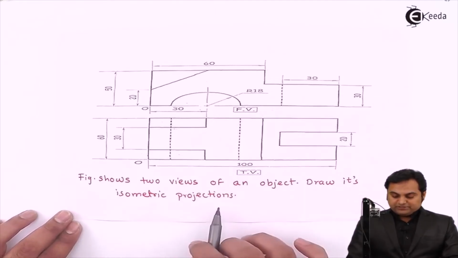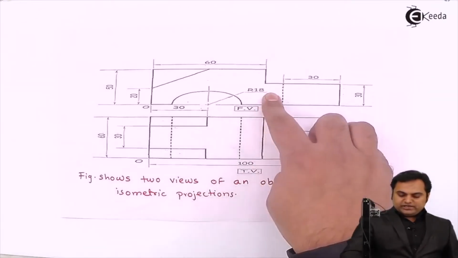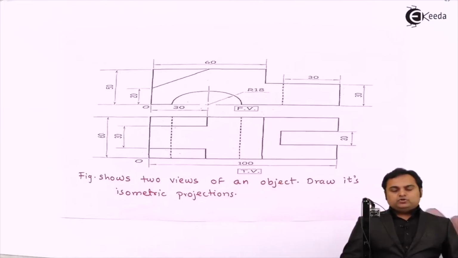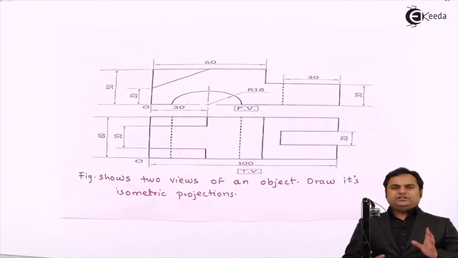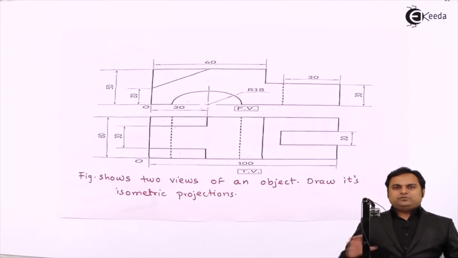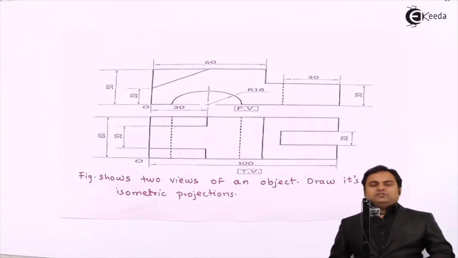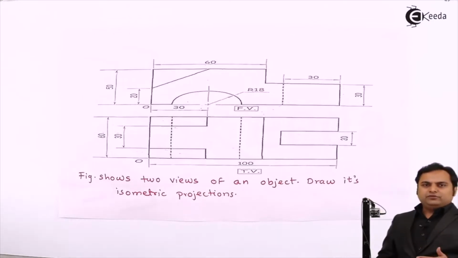Draw its isometric projection. So by looking at the object from the front, it should look in this way, and from the top in this way. So we have to draw the isometric projection. It means we have to convert these 2D diagrams into a 3D figure, called the isometric projection. And for that, we would be requiring the total length, height and width of the object.